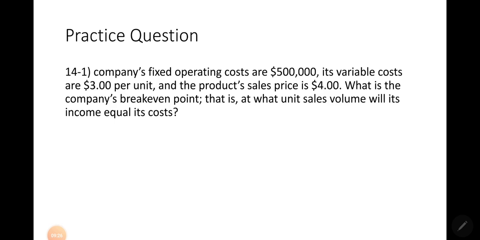Now this is a practice question 14-1 from your book. Company's fixed operating costs are 500,000, its variable costs are 3, and the product sales price is 4. What is the company's break-even point? That is, at what unit sales volume will its income equal its cost? So you can use the break-even formula for that.